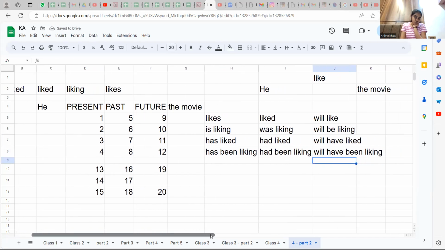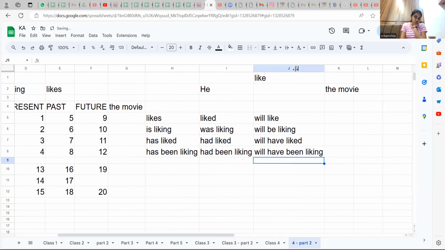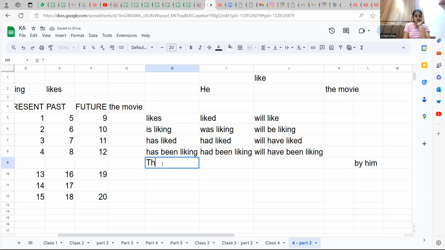Now it's going to be so easy here. We go with the movie by him. Right? By him. The movie. Now, tell me, 13. The movie is liked by him. Yeah, very nice. Next one, 14. The movie is being liked by him. The movie has been liked by him.